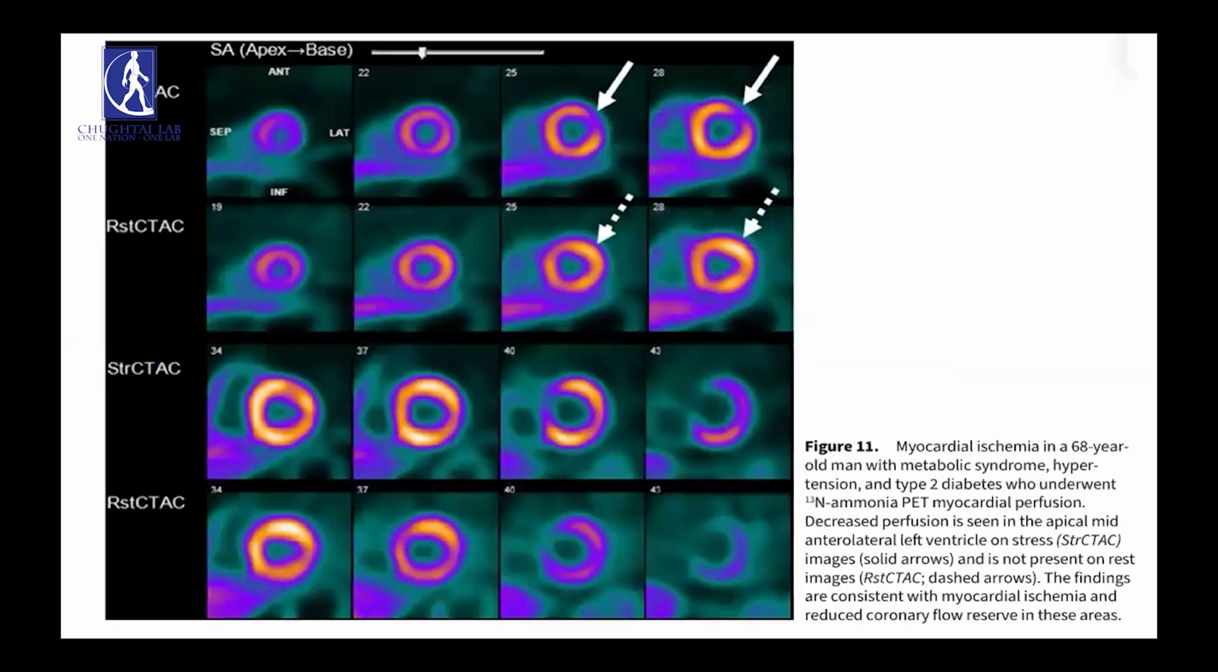This is a PET myocardial scan showing decreased perfusion in the apical and anterolateral region of the left ventricle. So you can see that we have a cold defect on stress imaging, but the cold defect is not retained on the rest imaging. So this finding is consistent with myocardial ischemia, not infarction. In infarction, we will have a cold defect on rest images as well.